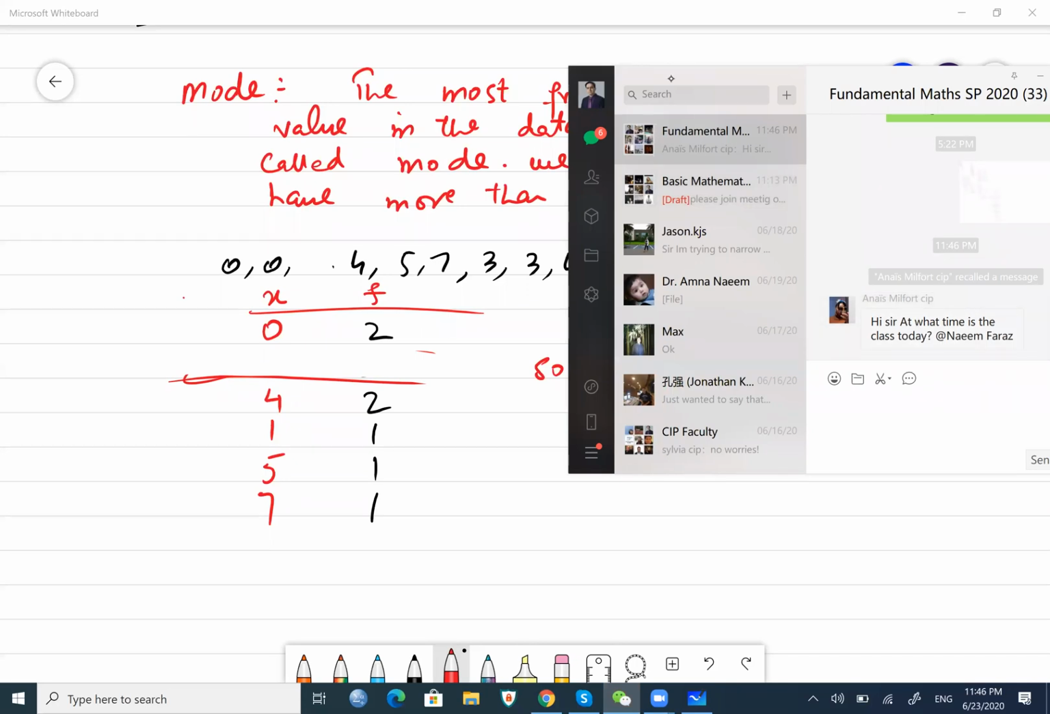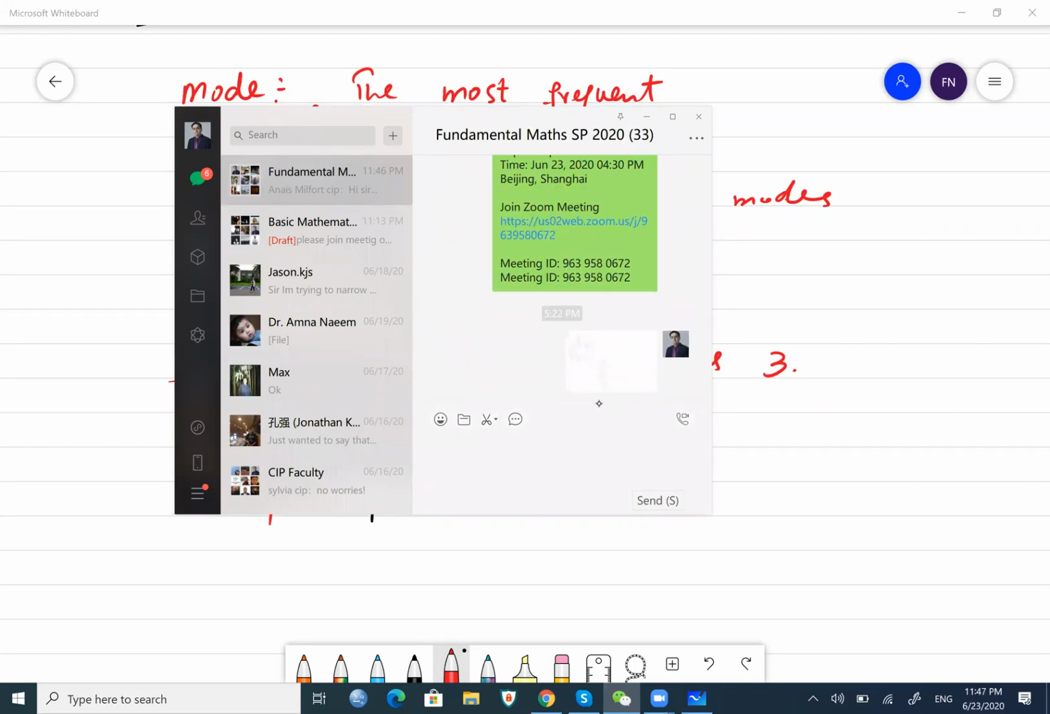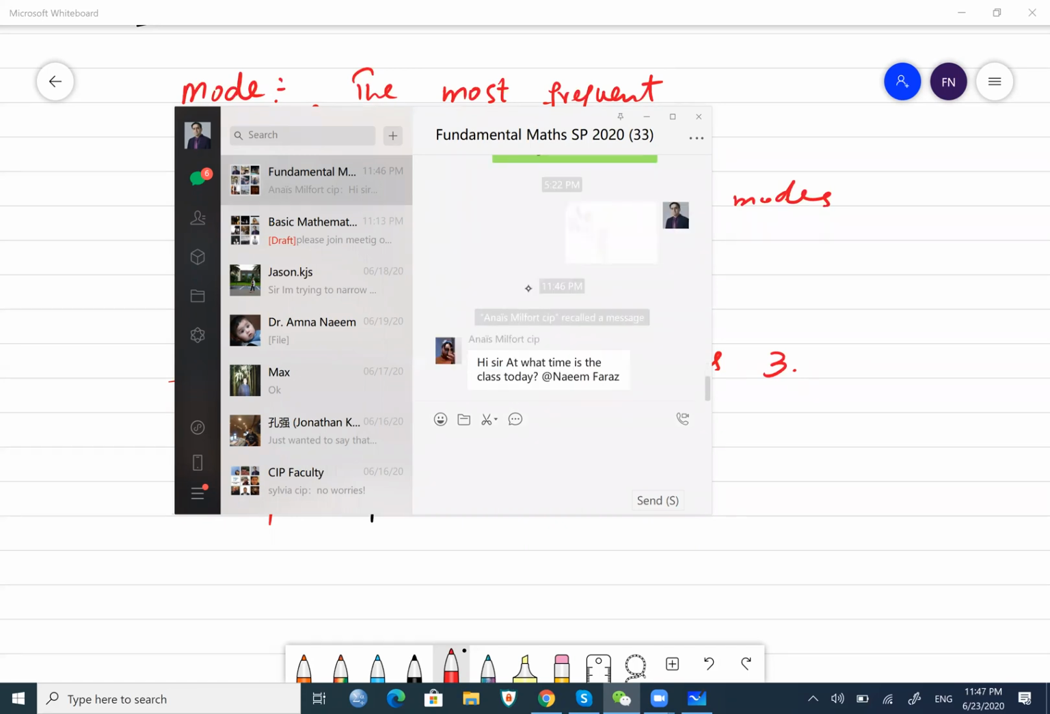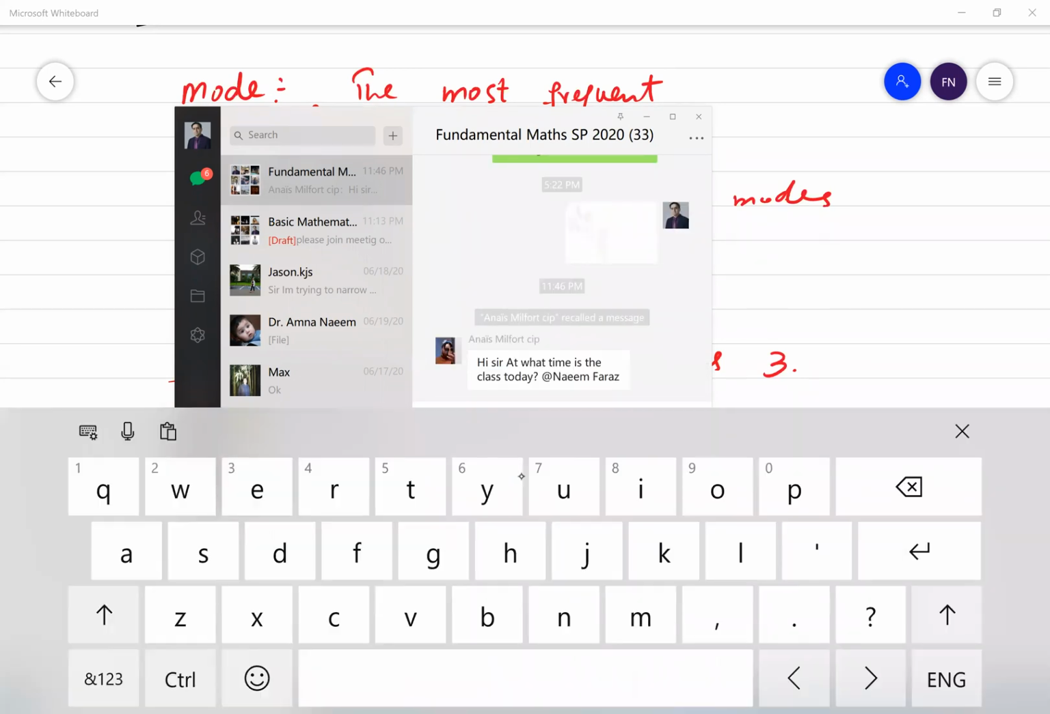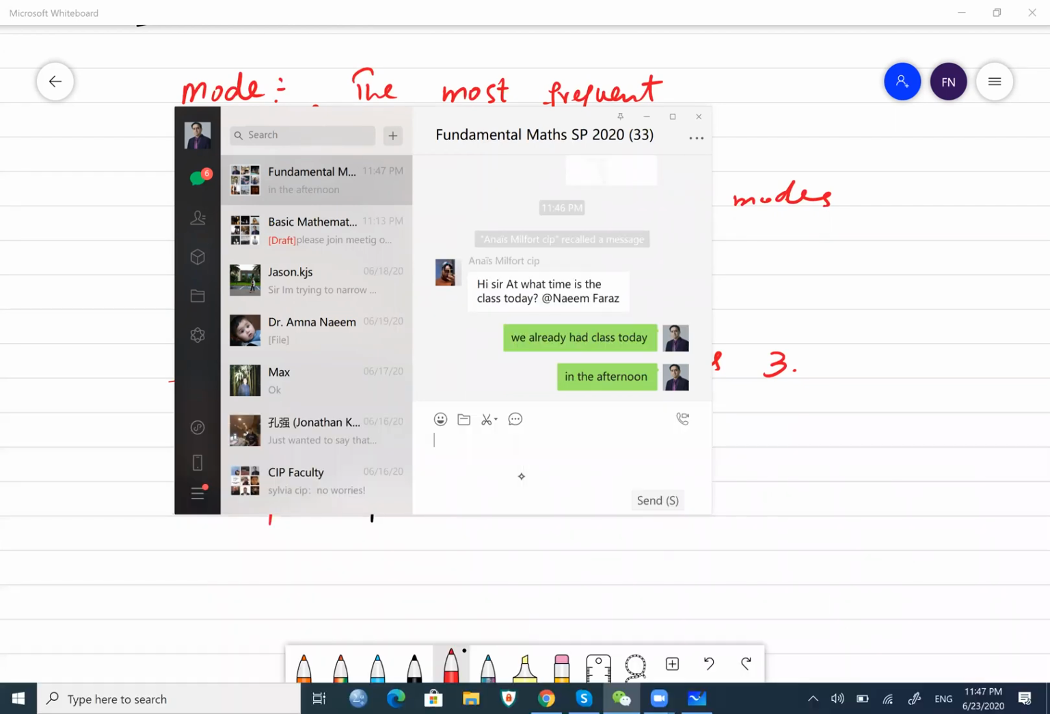Wait a second. What is she saying? We already had class today, in the afternoon. Right, Carolina, for fundamental mathematics? Yeah, why is she asking me now? I don't know.